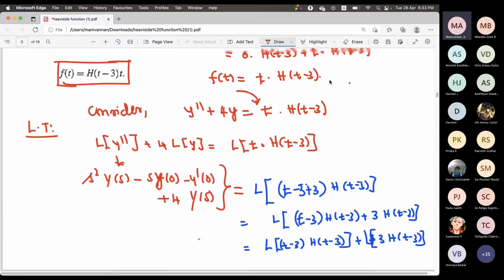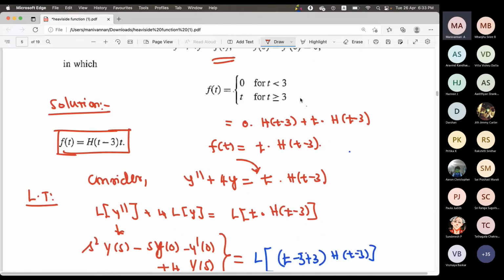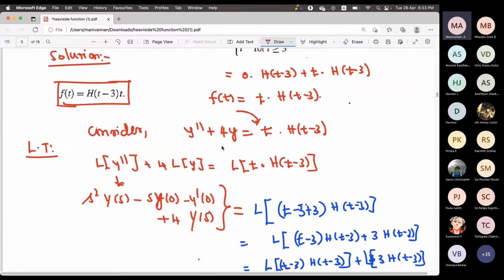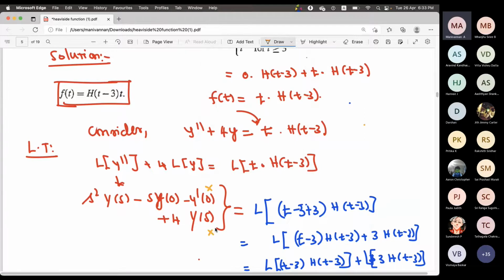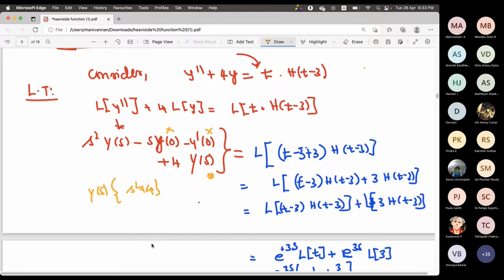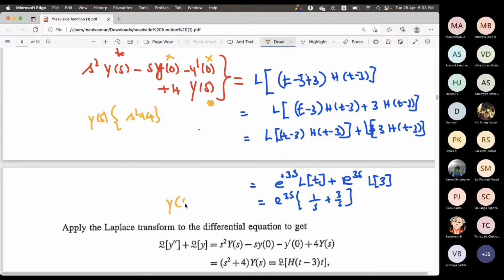On the left side, the initial conditions, y at 0 and the y derivative, are both 0. So here this term is 0, and this is also 0. So Y of s times s square plus 4 is what we have here.